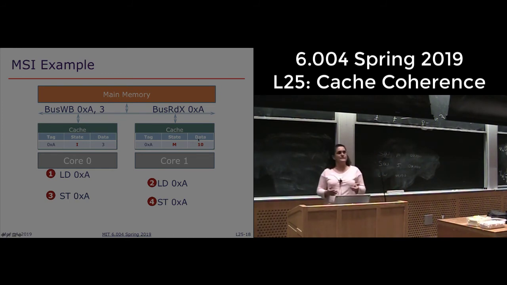Okay? And you'll notice, so what's in main memory at this point? What value is at address A? Yep, 3, right? So I haven't updated the 10 yet. The 10 is only in core 1. Any questions about that? Okay, terrific.